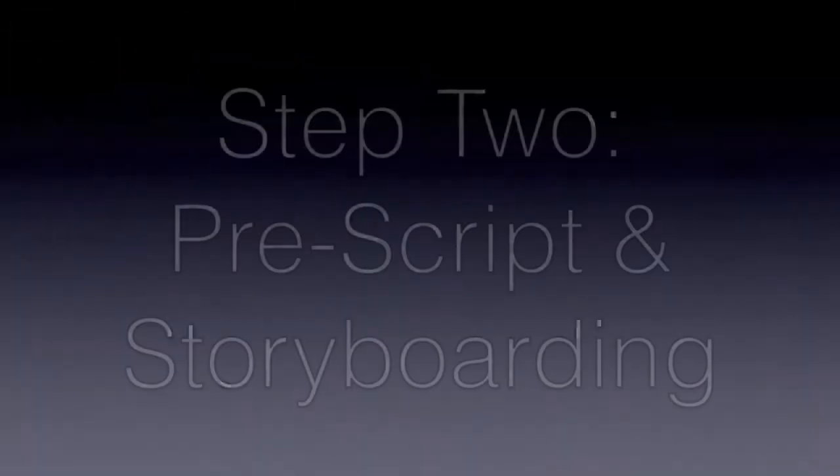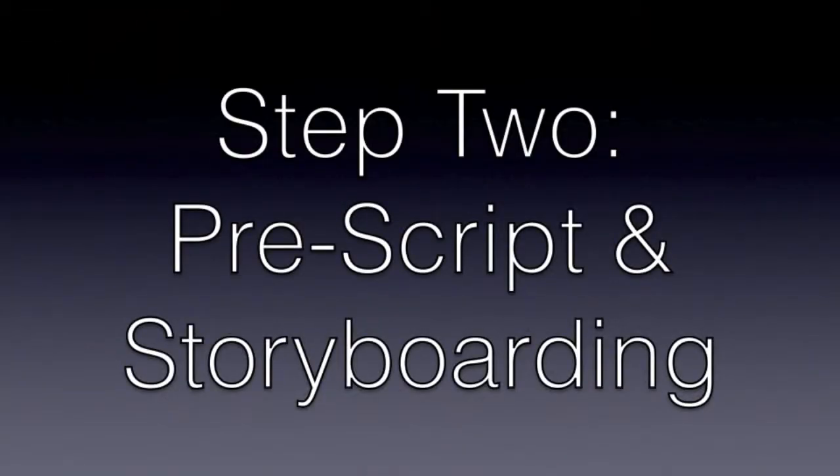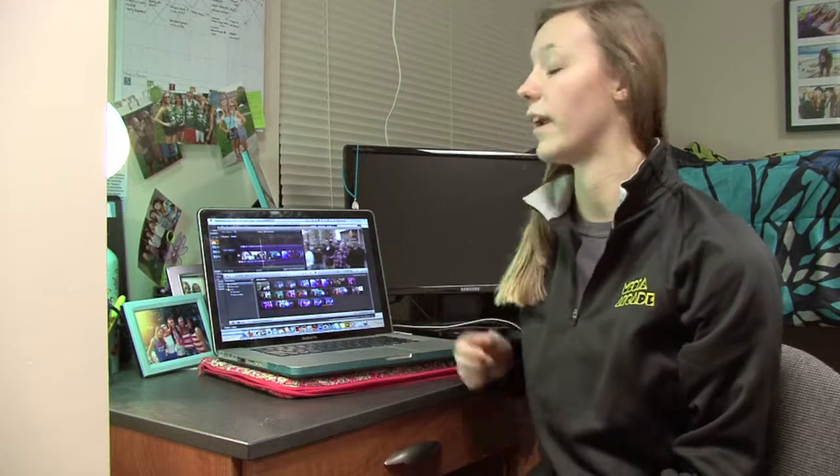After you have thought about these questions, it's time for step 2, pre-script and storyboarding. In this step, you will write out a script or narration. You will also decide what images, video clips, text, and music go with your script. After you have a pretty good idea of how your video is going to be laid out, it's time to finalize your script.